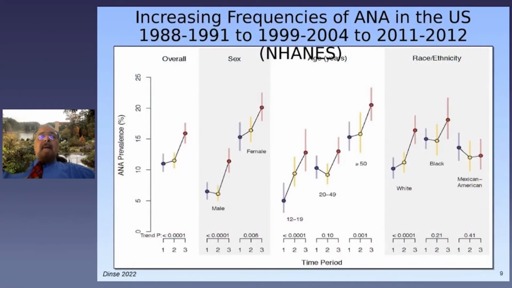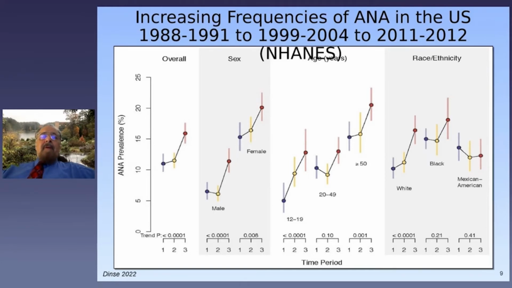And we've been using NHANES data to look at antinuclear antibodies in the US population. And this study looked at 3 different periods: 1988 to 91, period 1; 1999 to 2004, period 2; and 2011 to 2012, period 3. And what we found, as we were anticipating, was a rather dramatic increase in the proportion of ANA in the US population over these time frames. If you look at the left panel here, overall, these antibodies increase from around 11% to 12% to about 16% over this whole time frame.